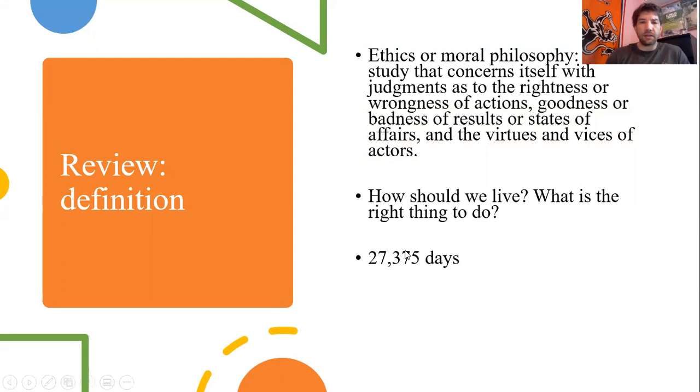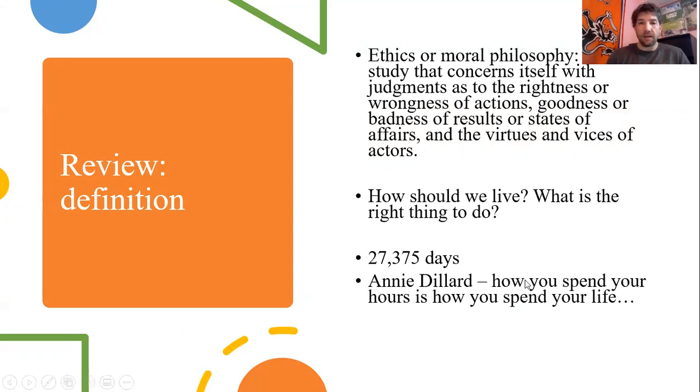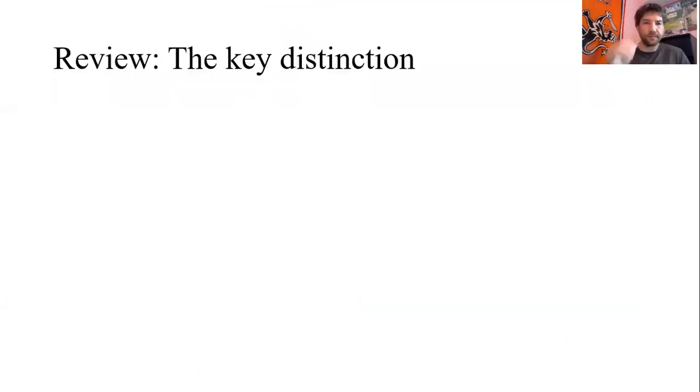The average American, I looked this up, if you're average, you get the average lifespan. You have 27,375 days on planet Earth. How are you going to spend that time? That's, for me, ultimately what ethics is about. I don't know if you've ever read Annie Dillard, wonderful author and philosopher, really. I didn't find the exact quote, but basically she said how you spend your hours is how you spend your life. So how should you spend your hours in your life? That's what we're trying to think about with ethics.